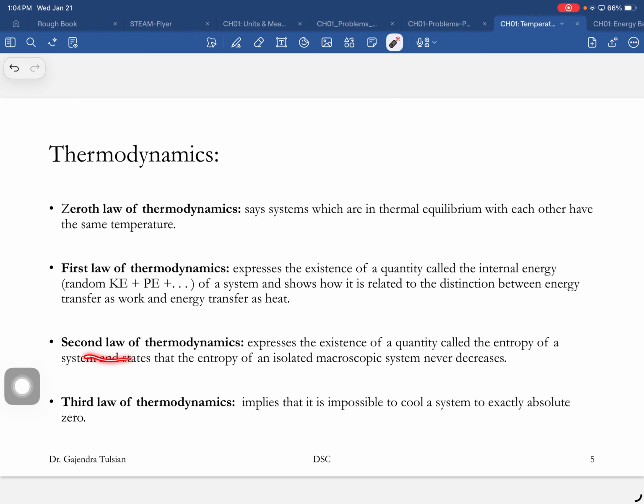The second law of thermodynamics expresses the existence of a quantity called entropy, which measures the disorder in the system. That's related to how much work you can extract out of a heat engine. And it turns out that the entropy of an isolated system never decreases. So disorder in an isolated system always increases.